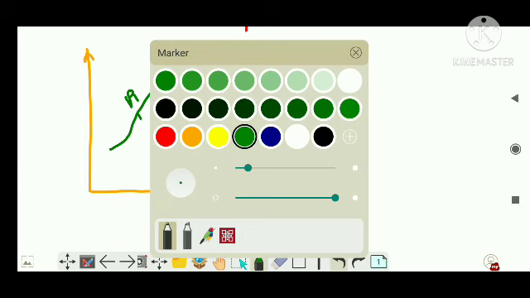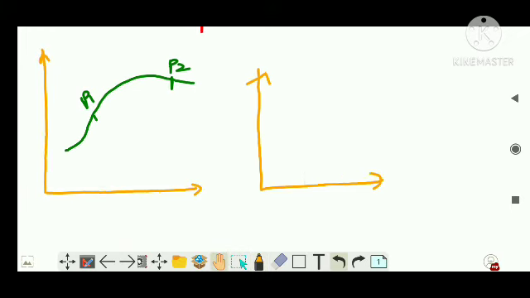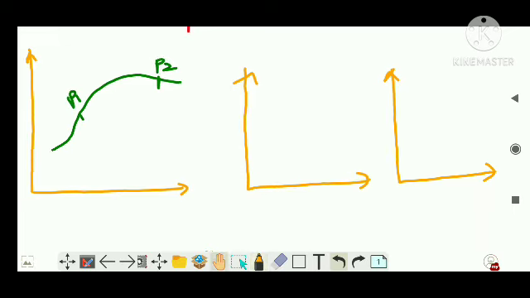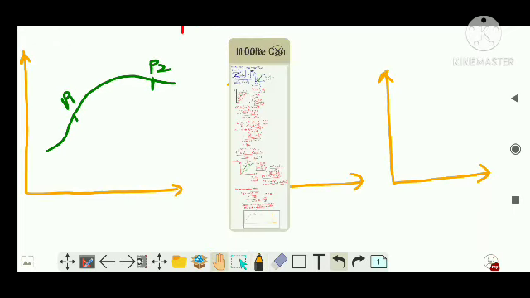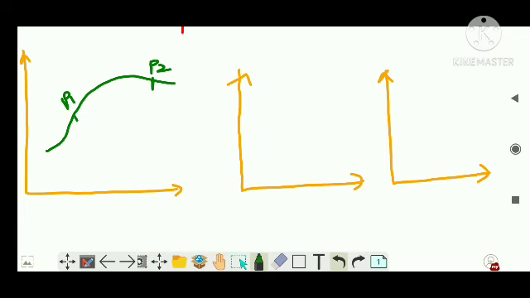Now I have to take another color. I could have drawn the 3 axes first itself. You have x and y axis. I have to draw the same type of curve in every figure. I hope it looks like the same graph, guys. It is the same graph.